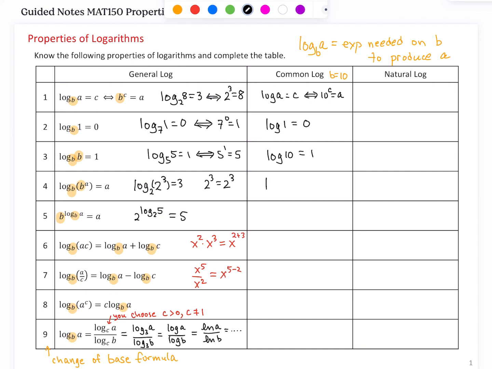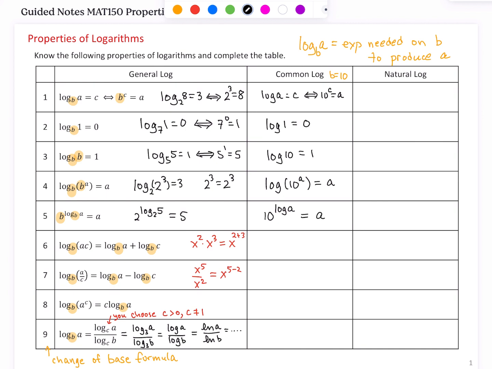Property 4 would read log base 10, and don't write the base, but the argument is 10 to the a, and this will always just simplify to a. Property 5 would read, the b that is the base of the exponential must be written explicitly as a 10, but then raise it to the log base 10, and that 10 I don't need to write, of a, and this will always simplify to just a.